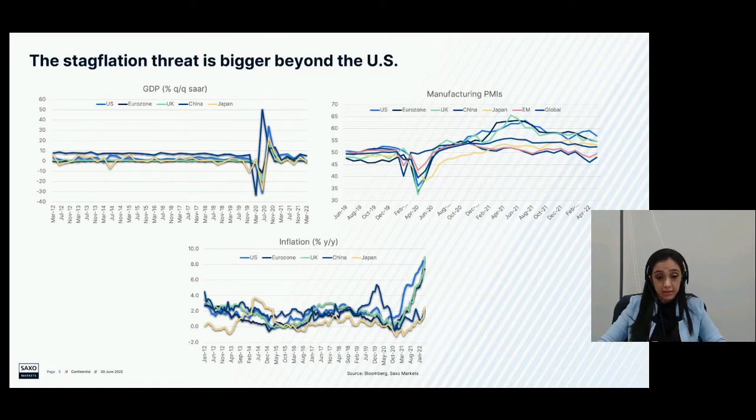ECB hasn't even started tightening yet. And the policy framework for the European Central Bank isn't as straightforward as it is for most of the other banks. They don't just consider growth and inflation. They also need to consider what financial fragmentation is.